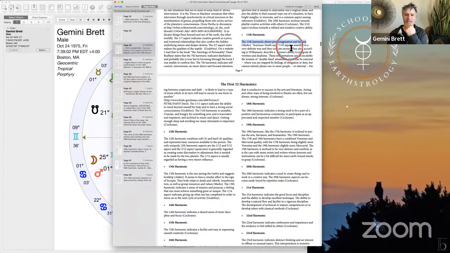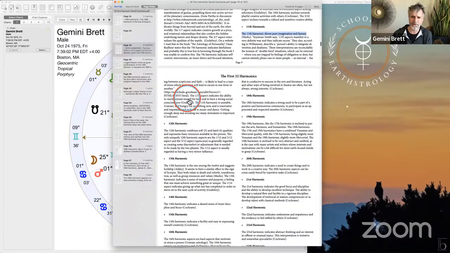Seymour Smith says 11th house aspects manifest in a very definite way and they indicate excess. They also, according to Williamson, describe a person's ability to integrate diversities and dualisms. These interpretations are irreconcilable, the tension of double bind situations, which can be external, where you're trapped by feelings of obligation or duty but cannot entirely please one or more people, or internal, the tug between skepticism and faith.